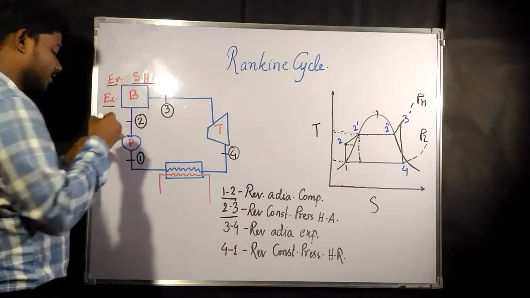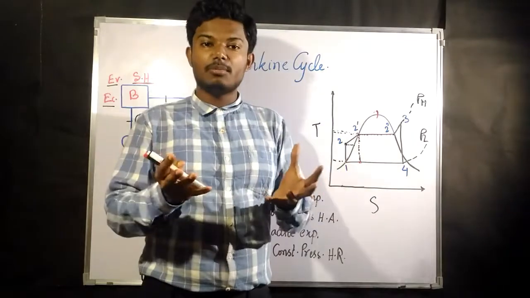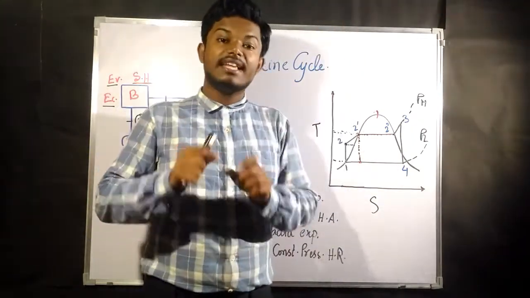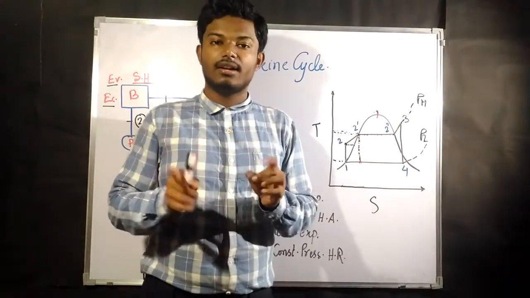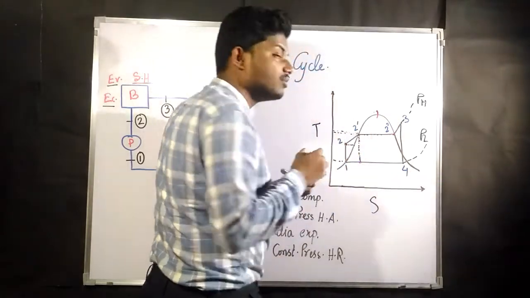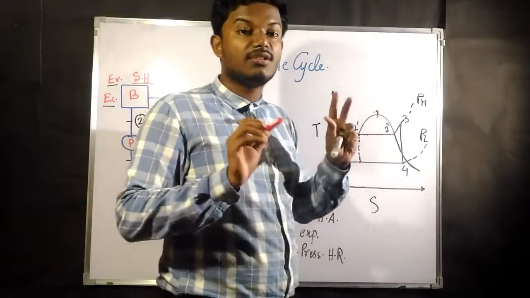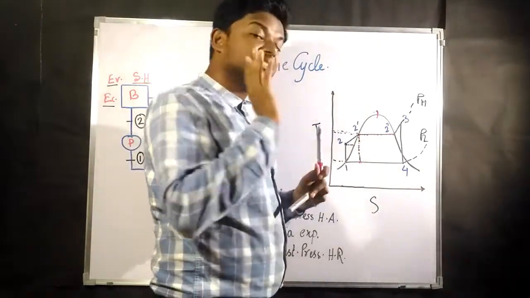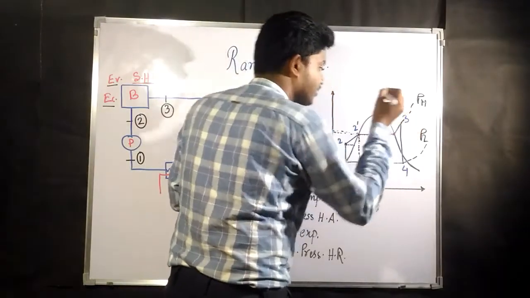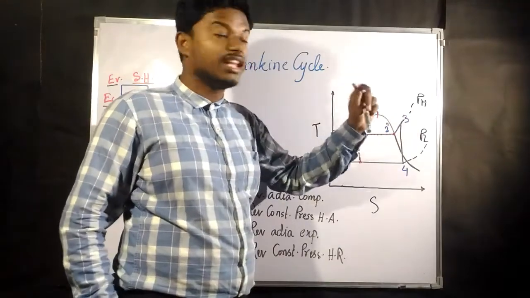Now, another one is the superheater. What does superheater mean? After the steam is formed, if you again raise the temperature of the steam, that process is known as superheating. At point 2 double dash, since it is on the saturated vapor line, the complete liquid has been converted into steam. Still, we are raising its temperature from 2 double dash to 3. That is also a constant pressure heat addition process.